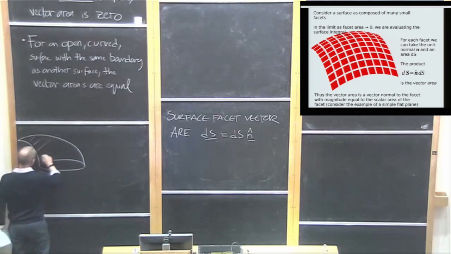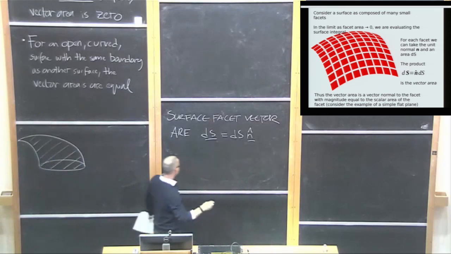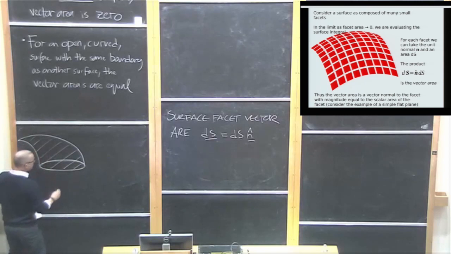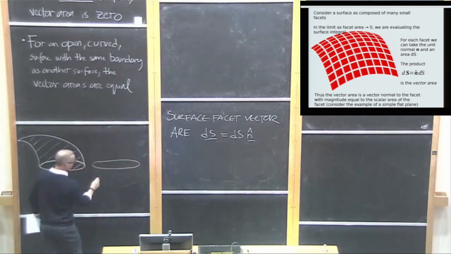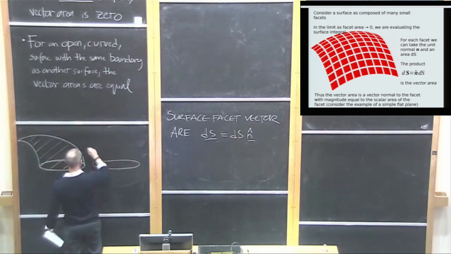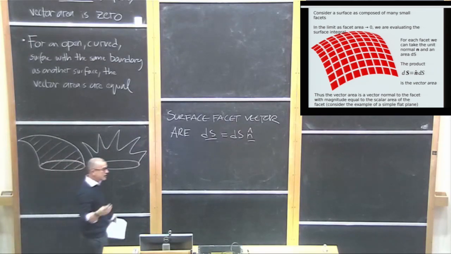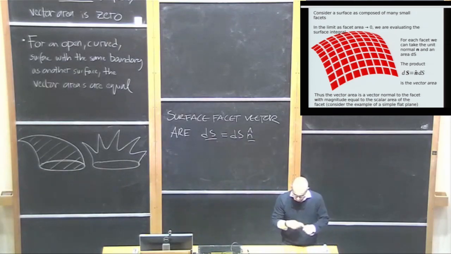I have some surface in here which is delimited by this boundary, and I can calculate the vector area of this surface. If I have exactly the same boundary over here, then I will find that the vector area of this or any other surface which connects to this boundary is exactly the same. This is an extremely useful property, and later on in the course this will allow us to do Stokes' theorem, which is a very valuable theorem.